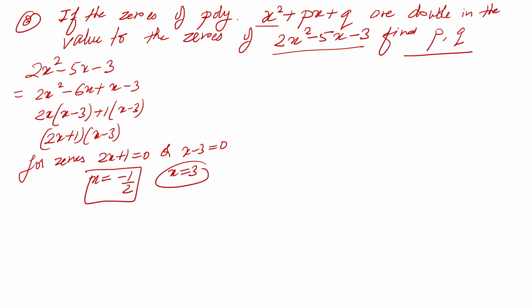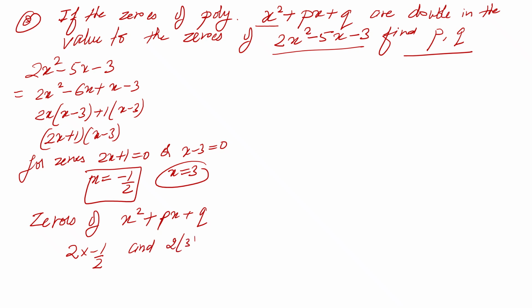अब zeros जो है, zeros of x square plus px plus q, these are double of the zeros. तो पहला जीरो क्या होगा? 2 into minus half and 2 into 3. So first zero will be minus 1 and 6. So ये zeros आ गए, right?